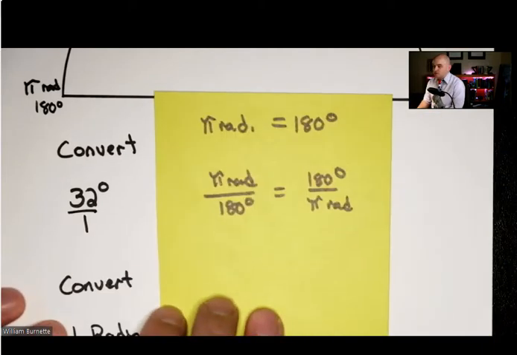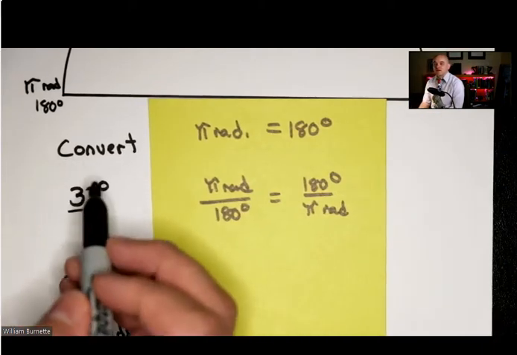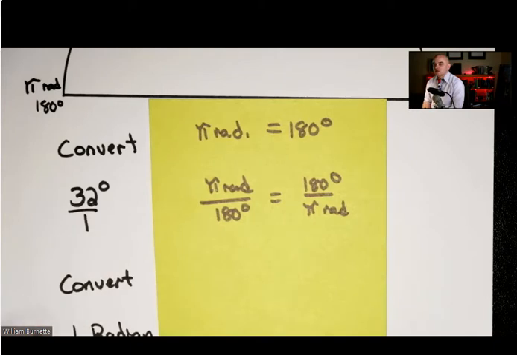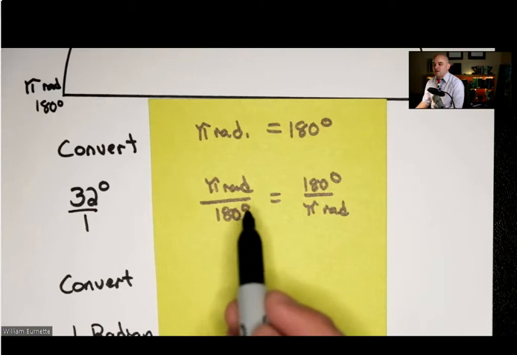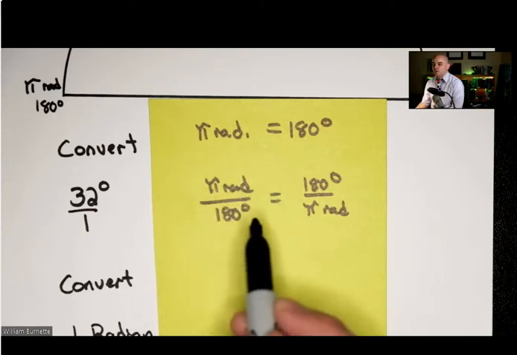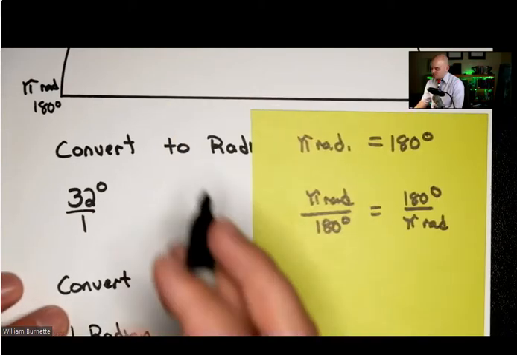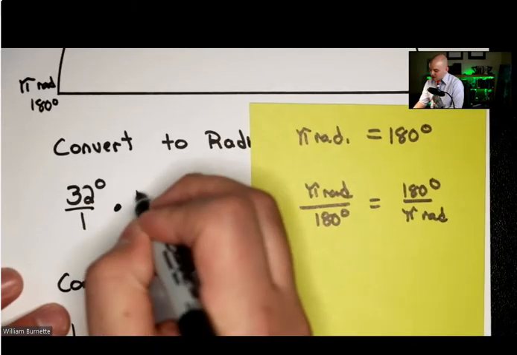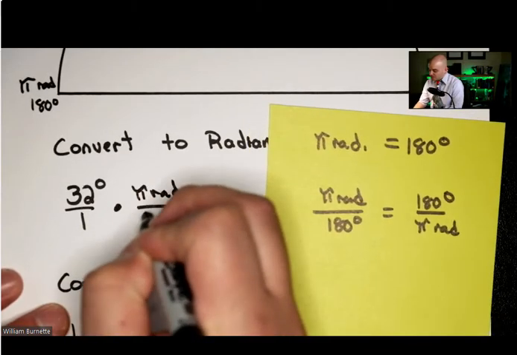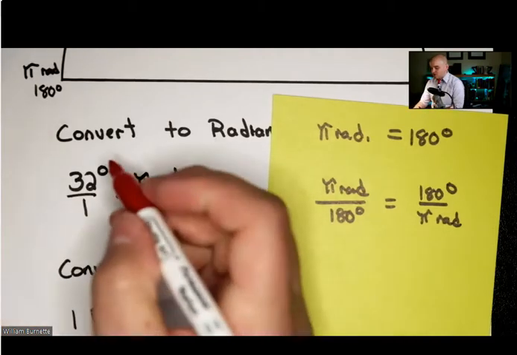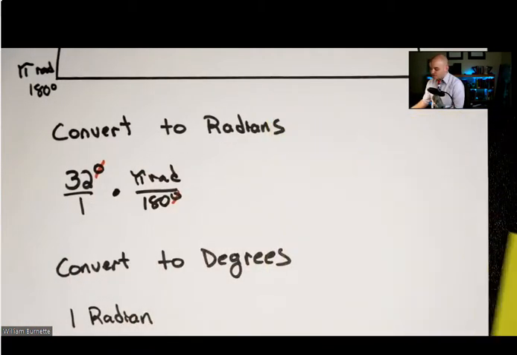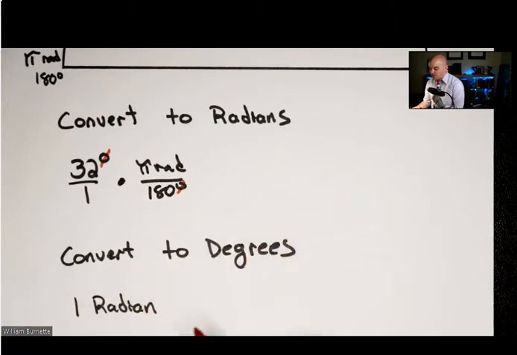And I want to multiply it by the fraction here that will cancel out degrees. So degrees is in the numerator. To cancel out degrees, I need this fraction right here, the one with degrees in the denominator. So I'm going to say multiply it by pi radians over 180 degrees. And a few things are going to cancel here. The degrees will cancel. And before I actually multiply, I could knock out a few things.